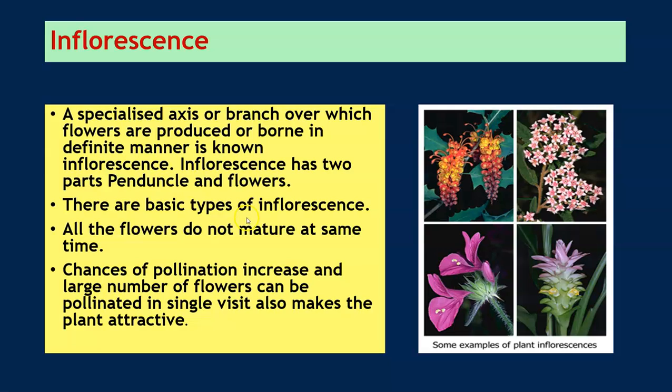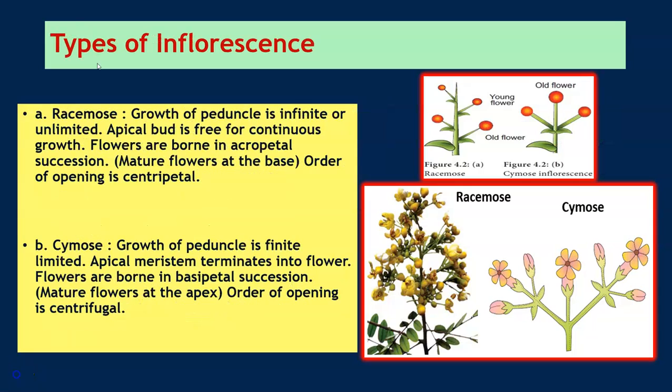These are the basic types of inflorescence here. All the flowers do not mature at the same time. Chances of pollination increase and a large number of flowers can be pollinated in a single visit, and it also makes the plant very attractive. Types of inflorescence: we have two types that we have discussed in this chapter, that is racemose inflorescence and cymose inflorescence.